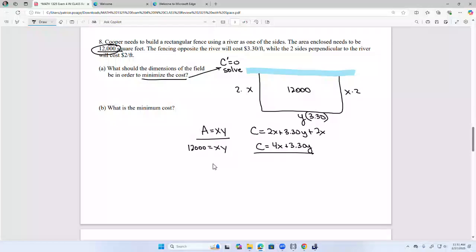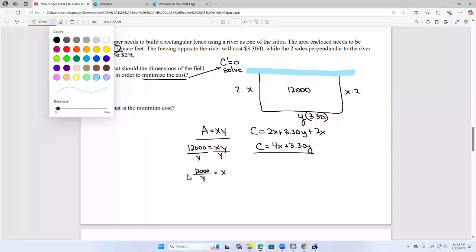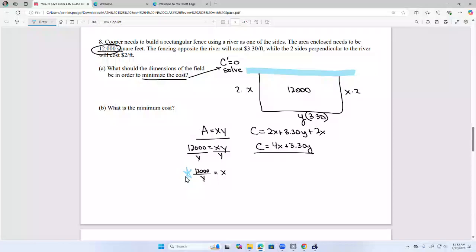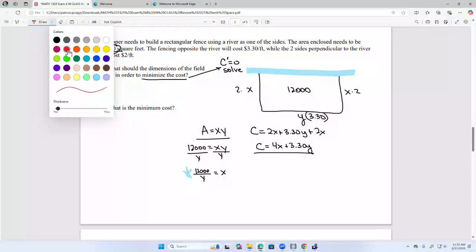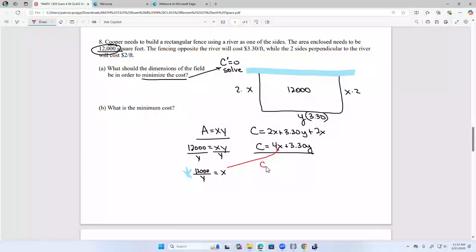All right. So using the area function twice, the first time I'm going to solve for either x or y, doesn't matter which. I'm going to divide both sides by y. So I get 12,000 divided by y equals x. And then make note somewhere that I'm going to come back here at the end and use this again. But for right now, I'm plugging this in to my cost function. So my cost is going to be 4 times 12,000 over y plus 3.30 y.